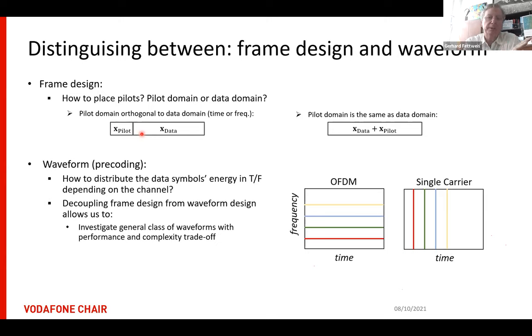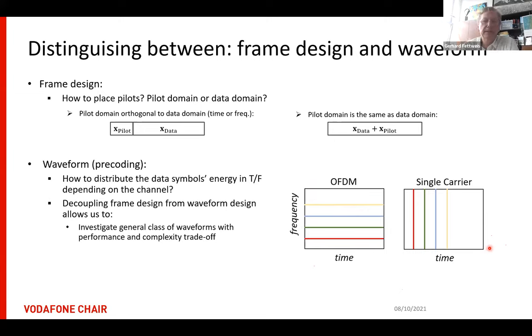Now, what we're really worried about here is not pilots, but data symbols. In data symbols, we want to look at our waveform, and our two basic, classic ways of doing things are single carrier and OFDM. In OFDM, we basically slice up our frequency into multiple frequency bins. And in single carrier, we slice up our time into multiple time bins.